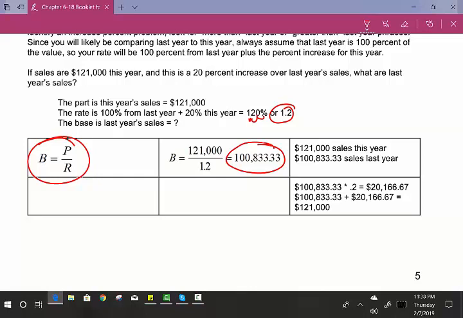Right down here in this particular section, first of all, if I take last year's sales of $100,833.33 and multiply that times 20% or 0.2 after I move the decimal point 2 places left, that means I'm going to have an increase from last year to this year of $20,166.67. So add that to last year's value to equal this year's value of $121,000. So you can prove your work in this particular case.